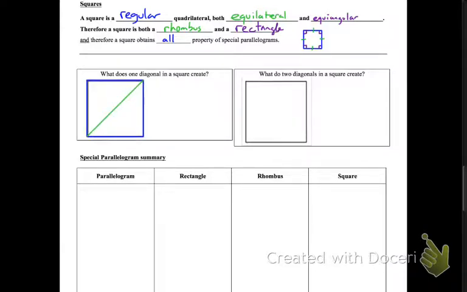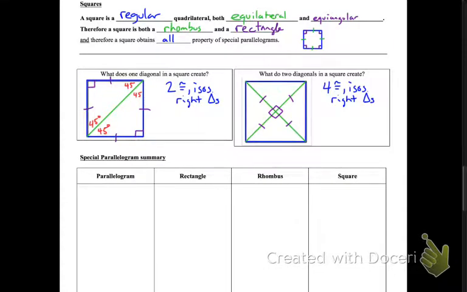So if you have a square with just one diagonal, what does it create? Because it's equilateral and all the angles are 90 degrees, look at this triangle. It is an isosceles right triangle, and there are two congruent isosceles right triangles. And then what do two diagonals create? Remember, the property of rectangles is that the diagonals are not only bisecting each other, but they're congruent. So each of these pieces are congruent. And the property of rhombi is that the diagonals are perpendicular. So we have 4 congruent isosceles triangles here.